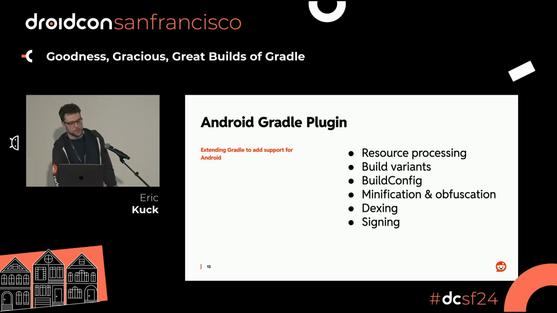All right, so AGP is designed to extend Gradle to add support for Android. It does a lot of things: resource processing, build variants, build config, minification, obfuscation, dexing, signing. Note that it isn't necessarily doing all these things directly. For example, minification and obfuscation is actually done by R8, but AGP acts as the Gradle bridge that allows you to use this in your project.